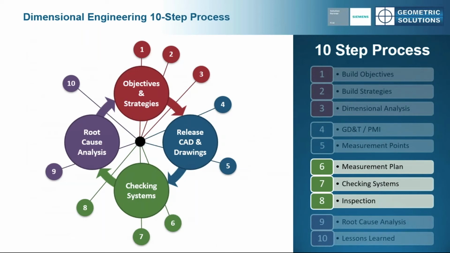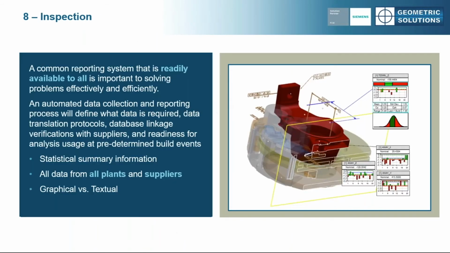Then we get into inspection. So I have my plan, my objectives, I have my GD&T, I have my gauges, and then I got to inspect it. And one of the things through PLM tools, I'm going to talk about a tool called DPV, and that's another Siemens tool. And it can use Teamcenter, it can do a standalone, but in Teamcenter it's very powerful. It's a common reporting system that is readily available to all. It is a tool that takes any type of electronic input and defines it in a common reporting process so everybody can see it.